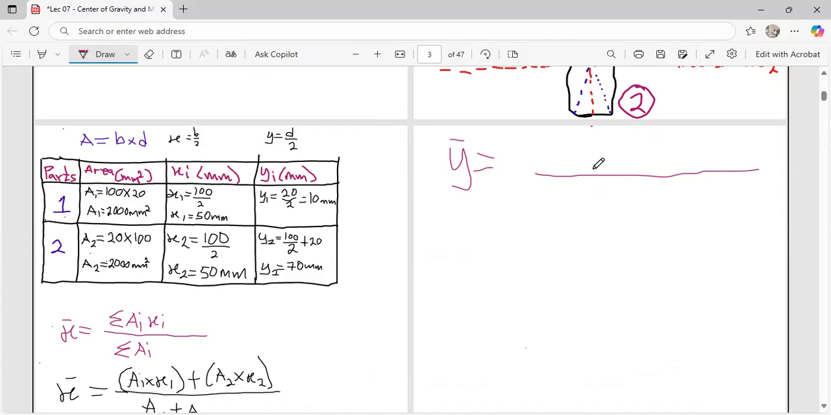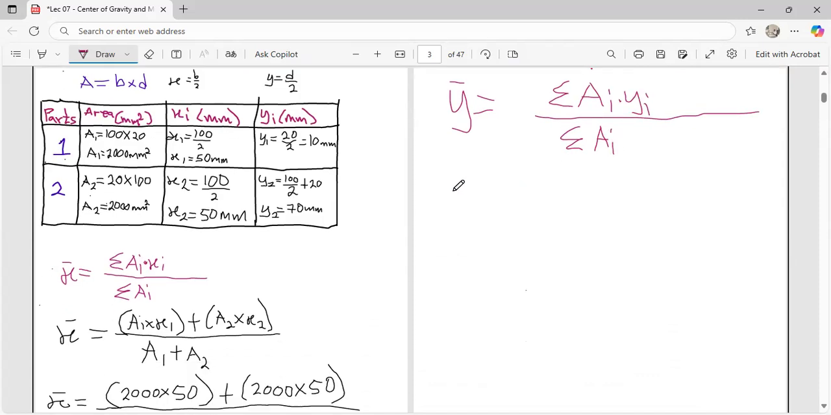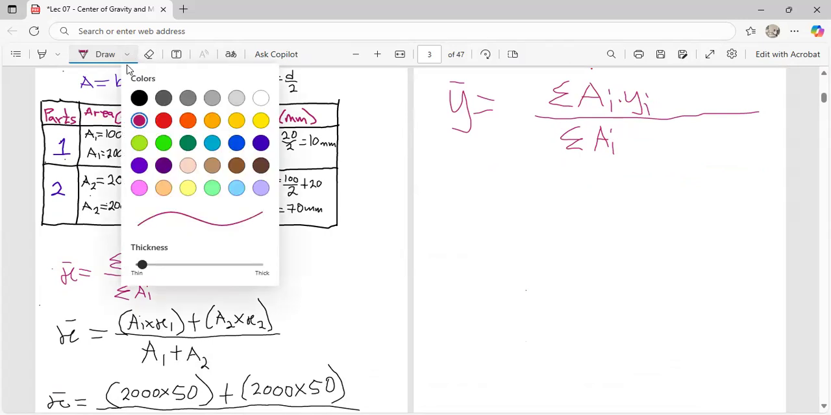That is what? Sum of area at infinity, times the y at infinity. There is a dot over here, which is denoting a multiplication sign. All over the area at infinity. It's just a matter of substitution to break down the formulas.